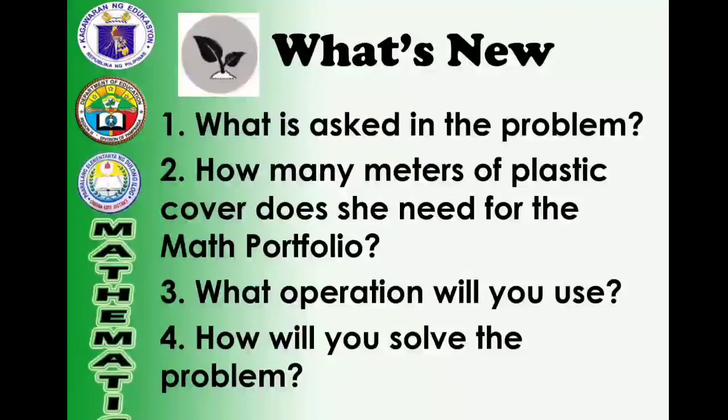Now, let us analyze the given problem by answering the following questions. Number 1. What is asked in the problem? Number 2. How many meters of plastic cover does she need for the math portfolio? Number 3. What operation will you use? And number 4. How will you solve the problem?